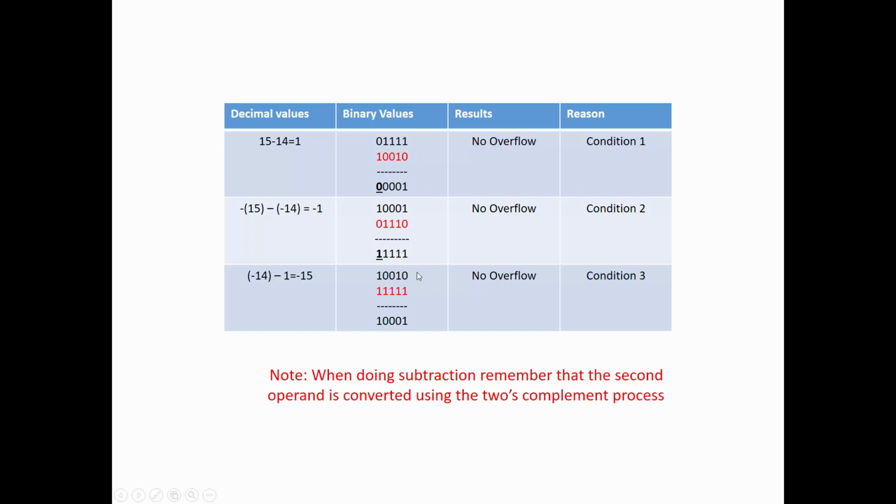Now, condition 3 is negative 15 minus 1. Now, this is a positive from a negative. Overflow is possible, but in this case, it's not going to happen. It gives us the negative 15, which is well within the range of a 5-bit number. Negative 16 is actually what can occur. So there's no overflow here. You'll notice that when we convert the 1 to a negative 1, both signs are negative and the result is negative, and we're okay.